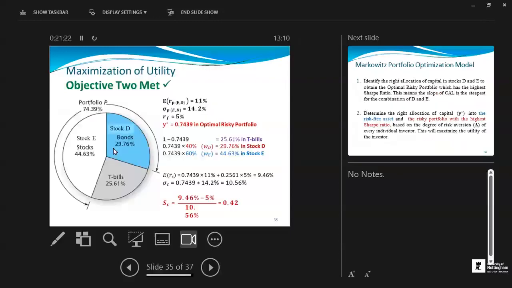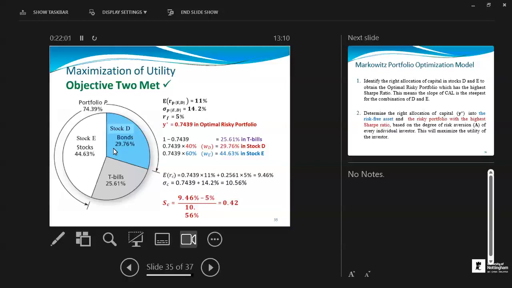Okay, so how are we going to allocate our funds now? 74.39% goes to the risky portfolio, which means 1 minus 74.39 would go to the risk-free asset. But the 74.39%, which we are going to allocate to the risky portfolio, consists of two stocks, D and E. So 40% of that 74.39 would go to stock D, and 60% of that would go to stock E.